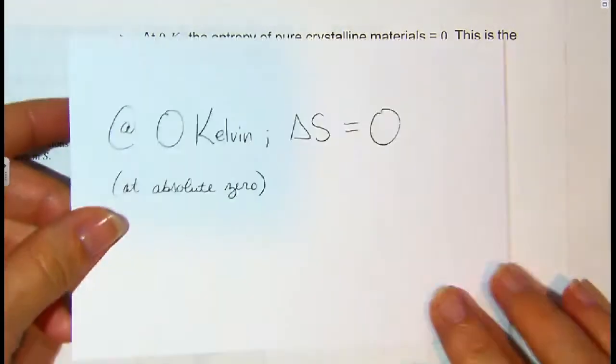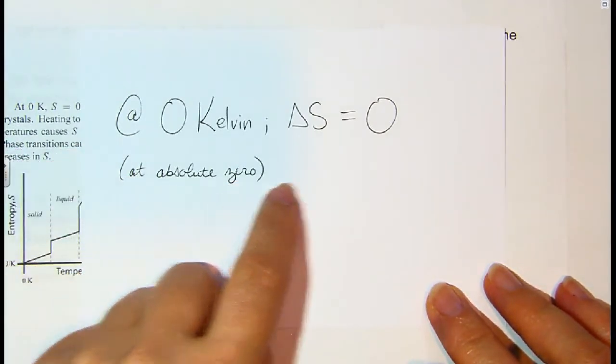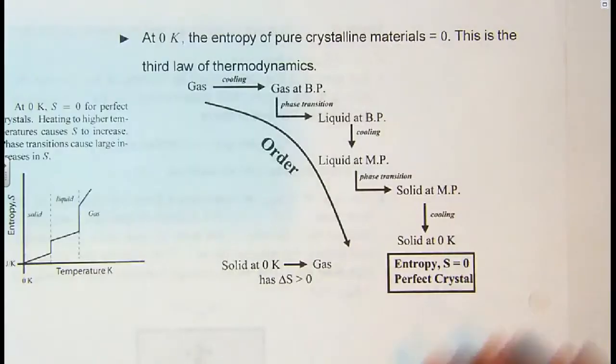So with our little note card here, at 0 Kelvin, which is at absolute 0, we have a delta S, or an entropy of 0.